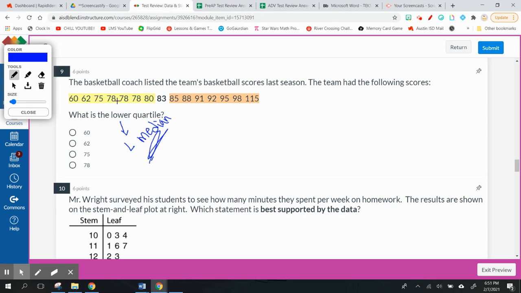Because remember, I know it doesn't say a box and whisker plot, but the fact that we're talking about a lower quartile means we're talking about a box and whisker plot. So our first step, step 1, find the median. Step 2, find the low median. Step 3, find the high median.